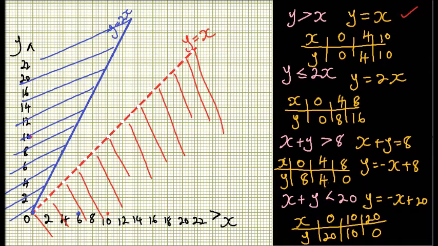So we say when x is 0, y is 8. So we say x is 0, y is 8. So that is where we have our point. When x is 4, y is 4. So our point is that point. And when x is 8, y is 0. So the other point is there. So we join the 3 points to come up with the graph.